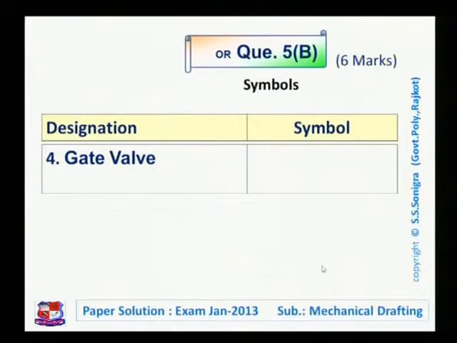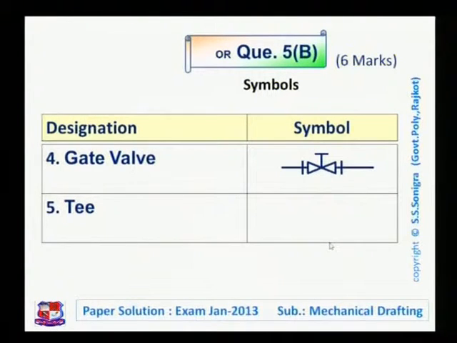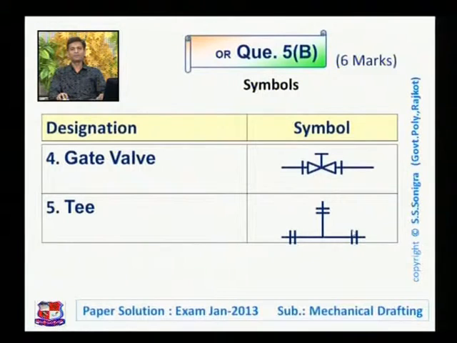The fourth one is gate valve. The symbol of gate valve is this one. You can draw this symbol. Fifth one is T. As the name indicates, it's a T shape. Here also we assume that it's a flanged joint. If it is a screwed joint, here 1 line would be there instead of 2 lines.